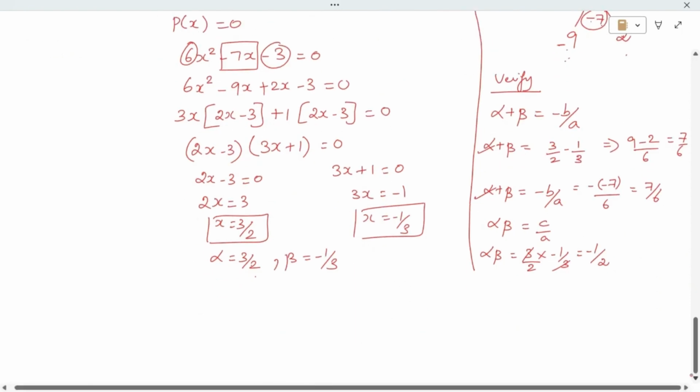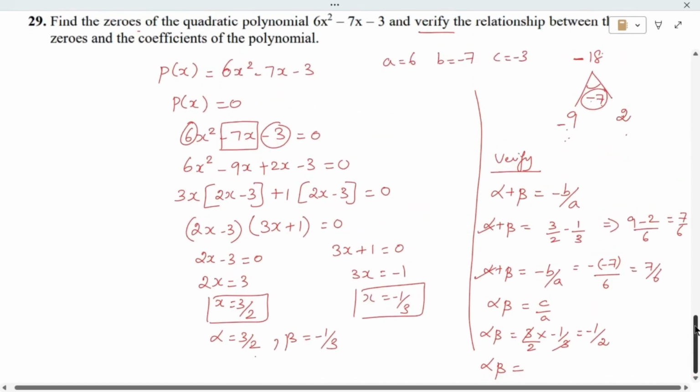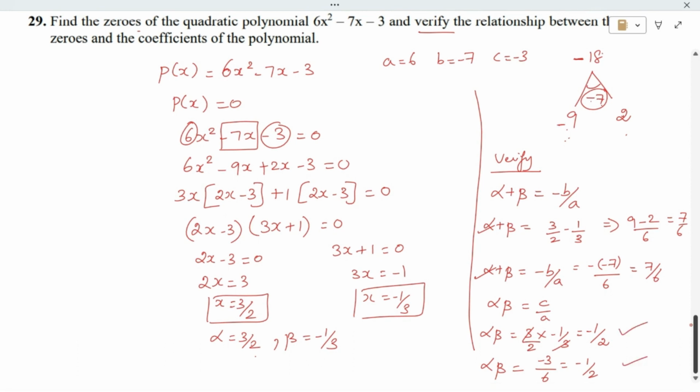Now find it by the coefficients. So alpha beta is equal to c by a. I already filled in and wrote what c is: minus 3 by a, which is 6, which will be reduced to minus 1 by 2. Again, I verified the product of the roots as well. So I have verified the sum of the roots and the product of the roots with the coefficients of the polynomial.